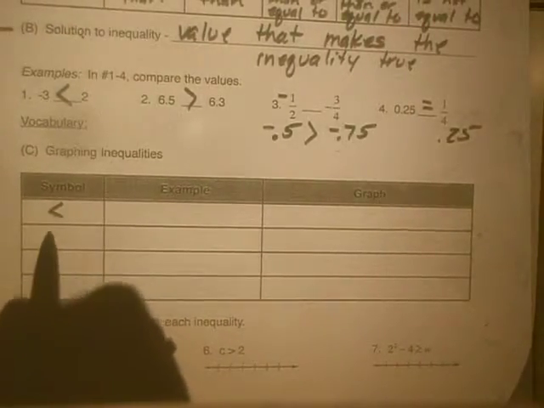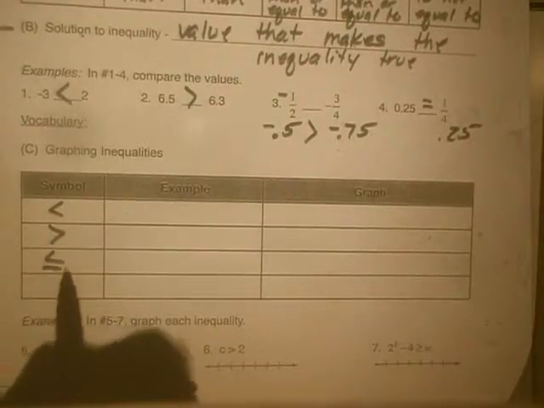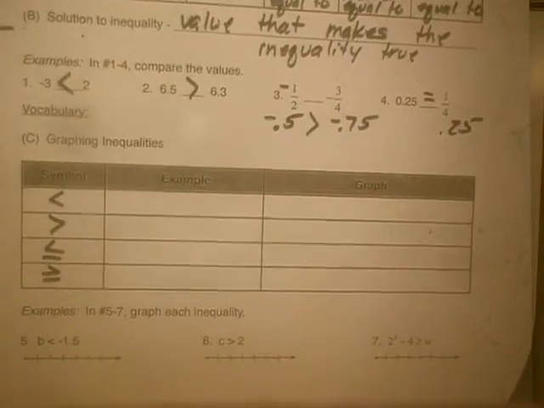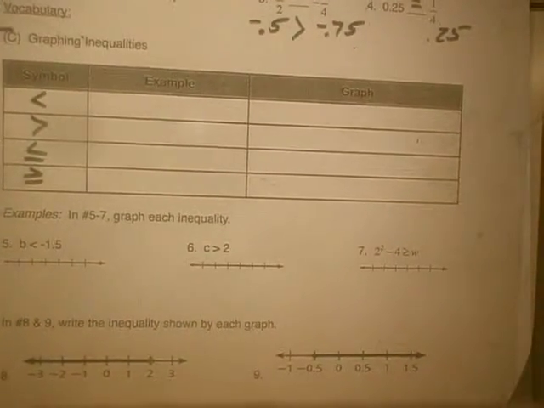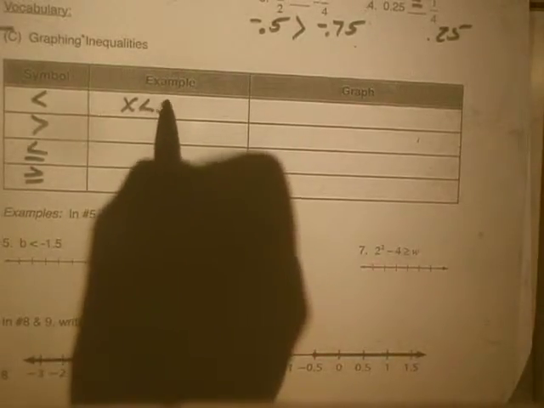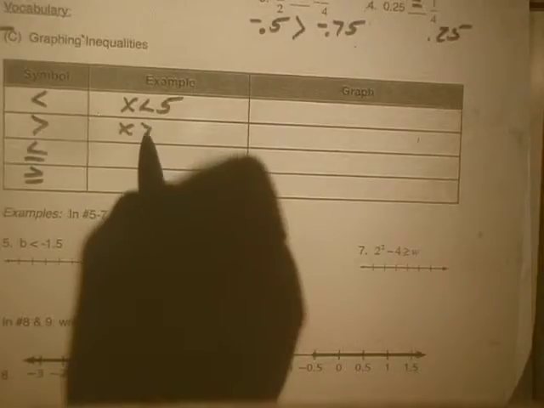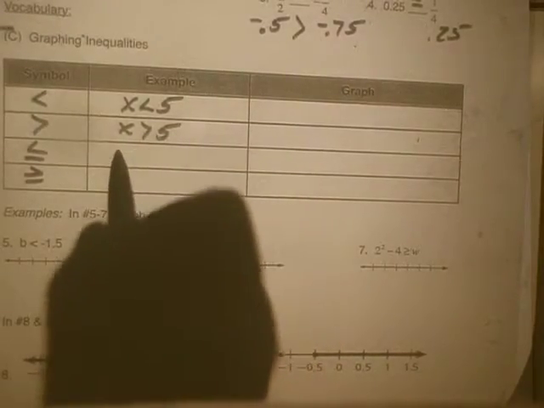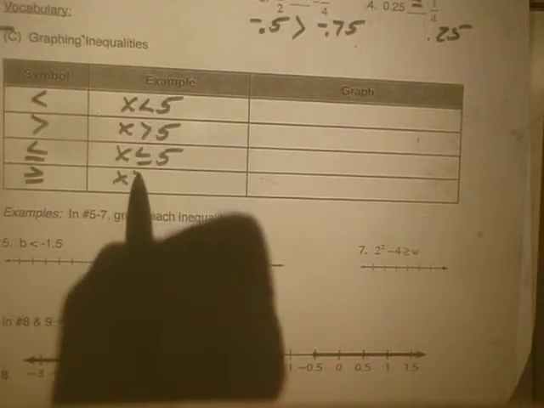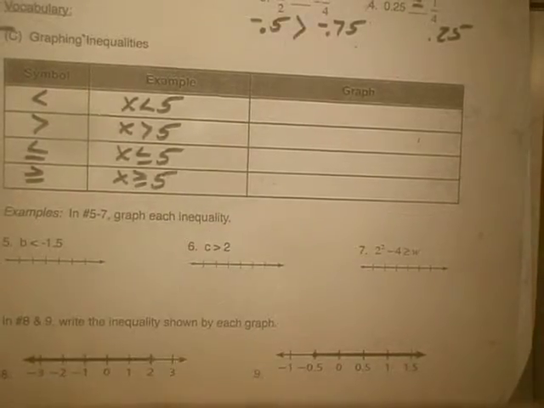We're going to write our symbols here again. Less than, greater than, less than or equal to, greater than or equal to. And I'm going to write each of these comparing it to 5. So x is less than 5, x is greater than 5, x is less than or equal to 5, x is greater than or equal to 5.